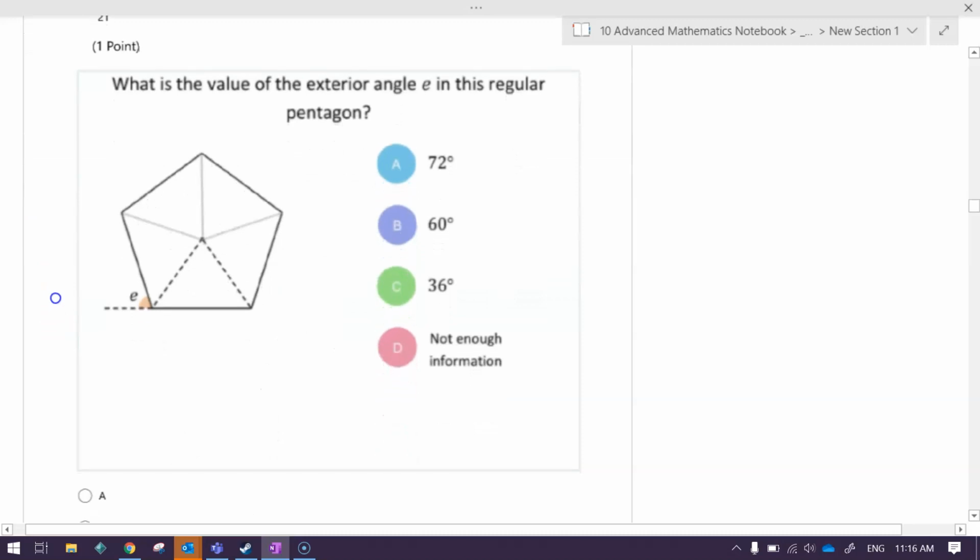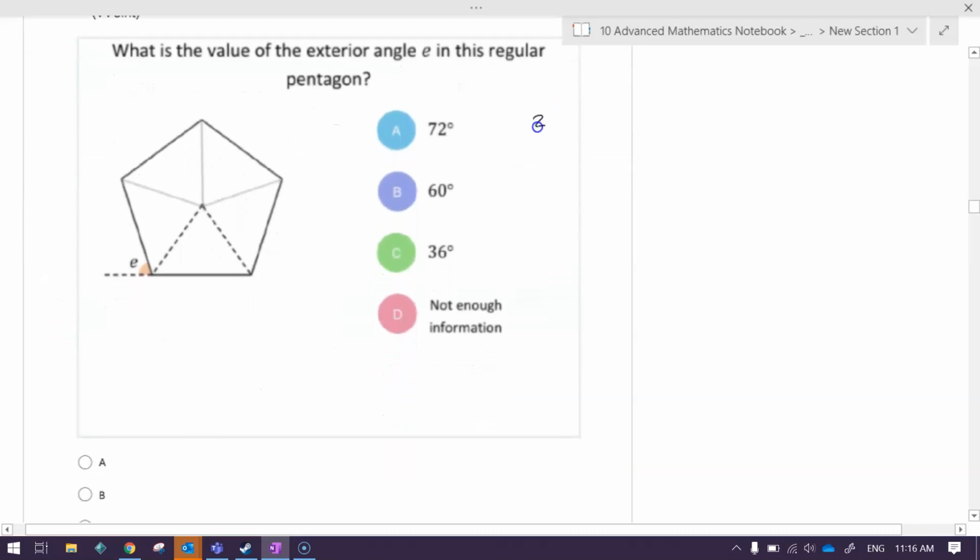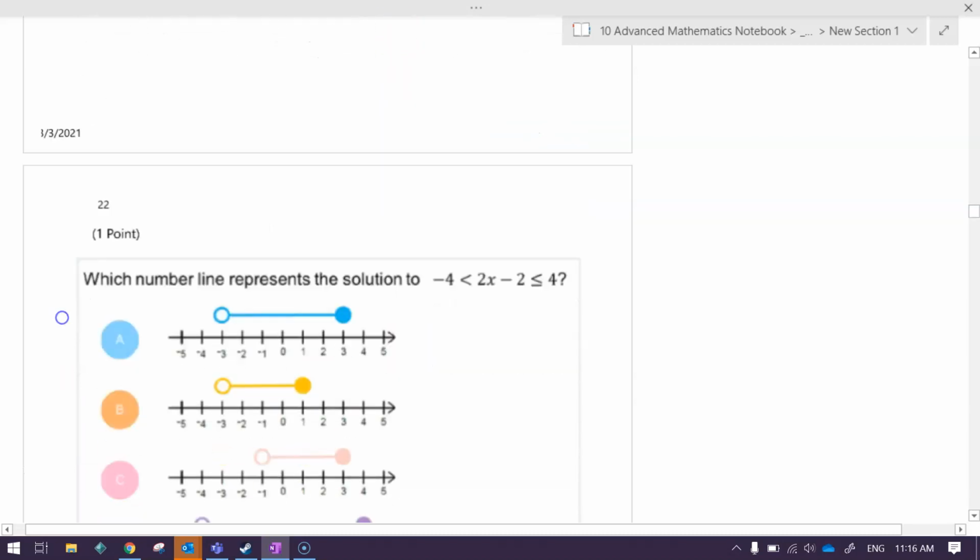What is the exterior angle E in this pentagon? We've already done this one, haven't we? 360 divided by the number of sides. 360 divided by 5, 72 degrees.